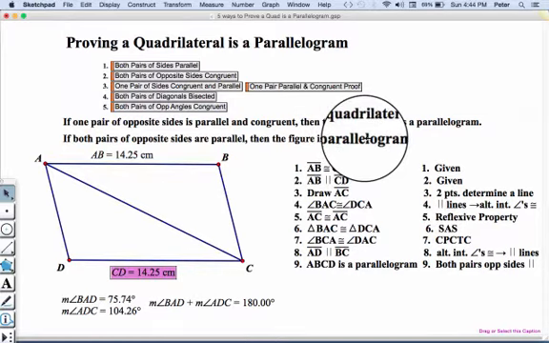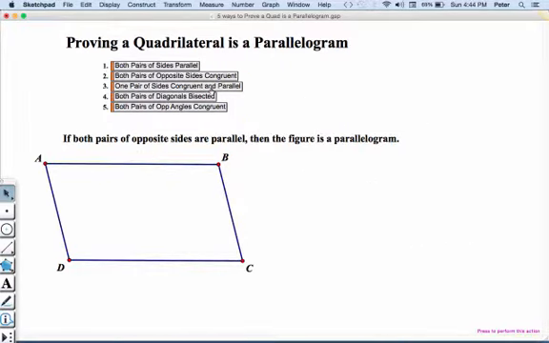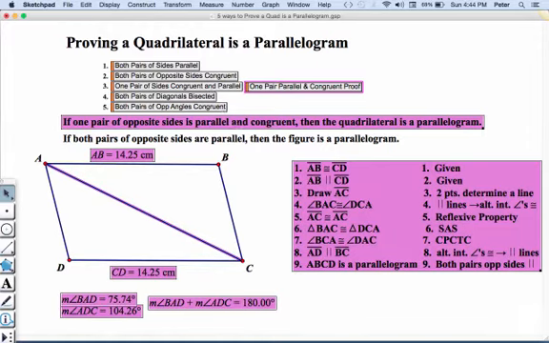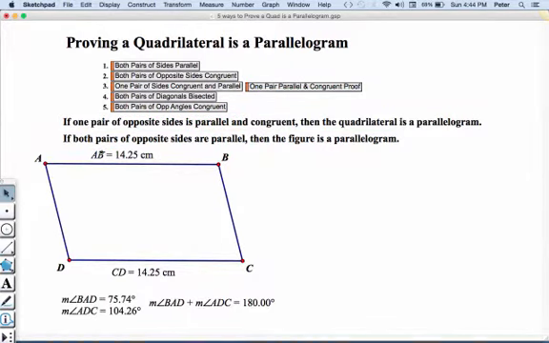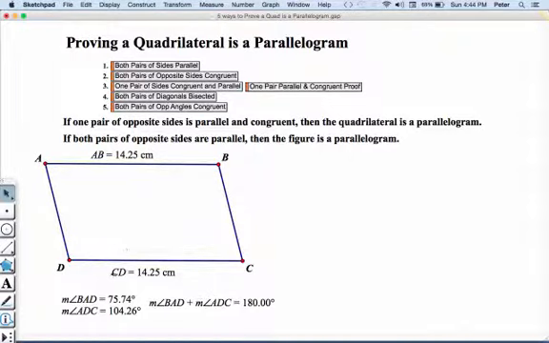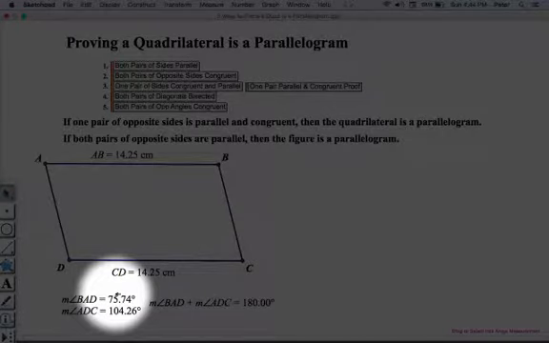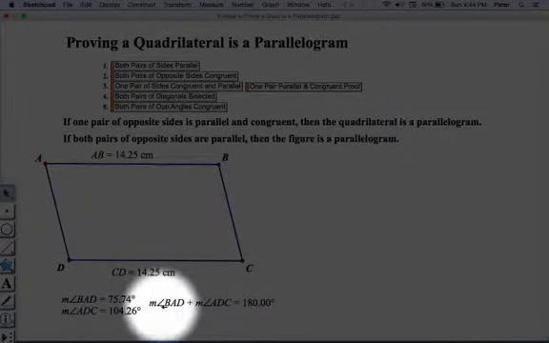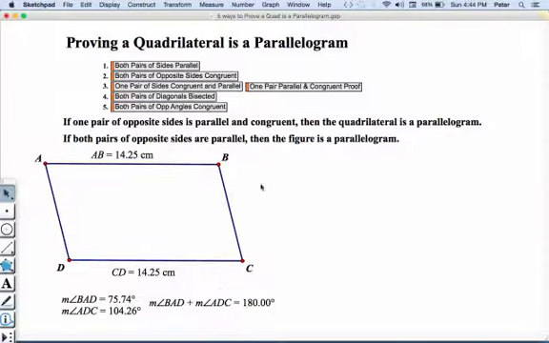is a parallelogram. If we know one pair of opposite sides are congruent and parallel, we can show that the figure is a parallelogram. So again, we're going to take the given information that one pair of opposite sides is congruent and that they're also parallel to show that the figure is a parallelogram. Let's take a look at the proof.